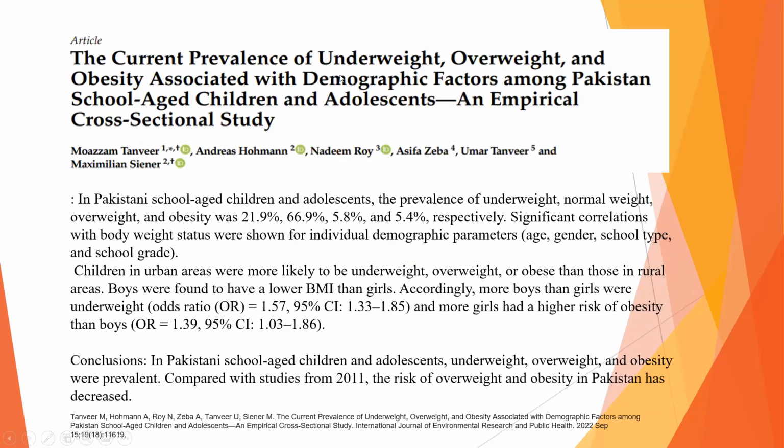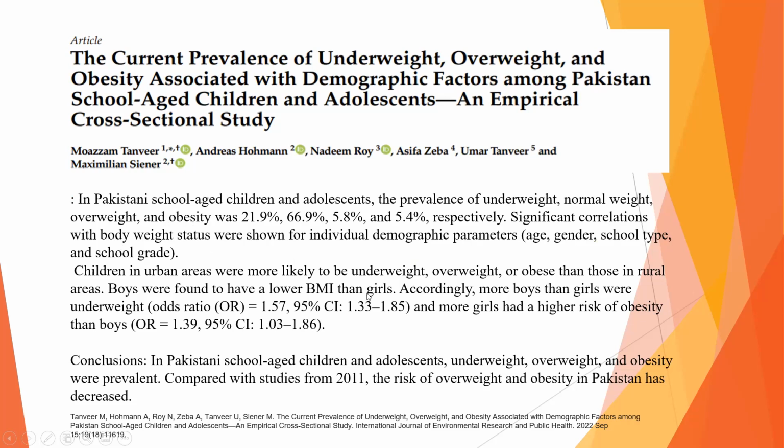Second is the current prevalence of underweight, overweight, and obesity associated with demographic factors among Pakistan's school-age children and adolescents. The prevalence for underweight, normal weight, overweight, and obesity ranged between these levels, and it was 5.8 for overweight and 5.4 for obesity.